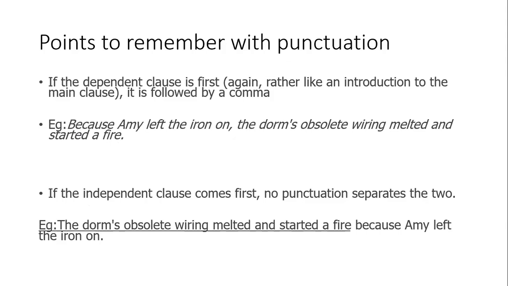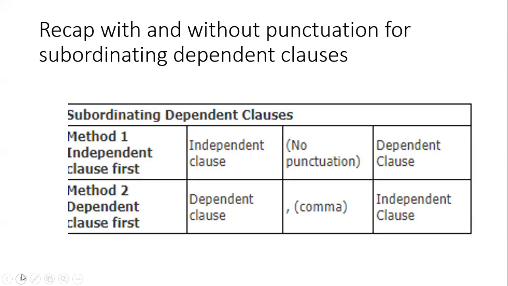See, using punctuation is not mandatory all the time. Not every sentence needs punctuation. Sometimes there is no need for punctuation. And when is the situation? When you have an independent clause followed by a subordinate conjunction with the DC, then you do not need a punctuation. Very simple, isn't it? DC, comma, IC; IC, no punctuation, DC. Clear? Like this, you can remember.